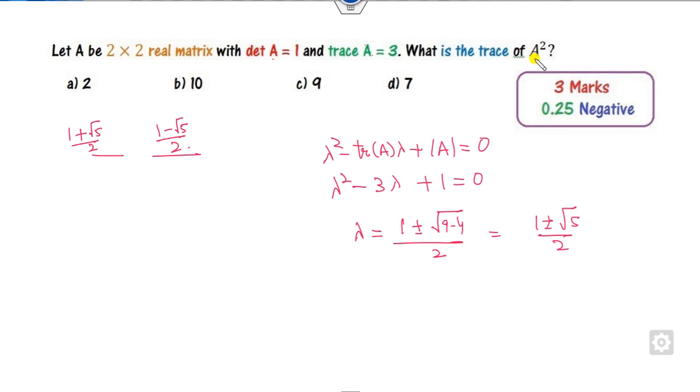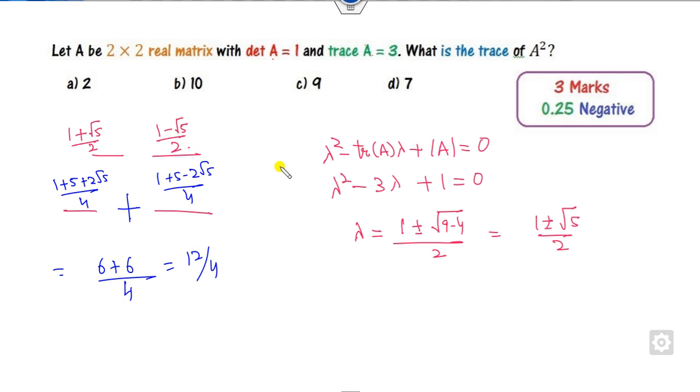Then what is the trace of A square? So how can you find the trace of A square? You can find this: (1 plus 5 plus 2 root 5) over 4, (1 plus 5 minus 2 root 5) over 4. Now you can find the trace, you can add them. 4 is LCM, 6 plus 6, 2 root 5 will be cancelled out, 12 over 4, 3. No, where is the mistake? Sorry, it's a minus B. It's a 3. So it's a 6.